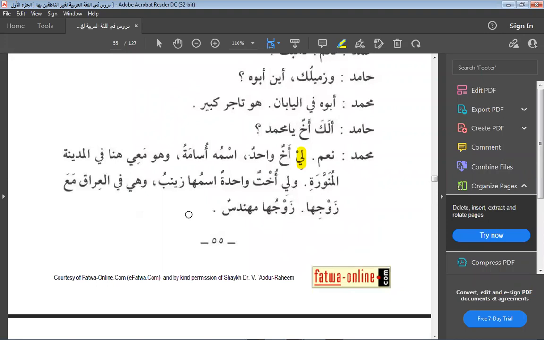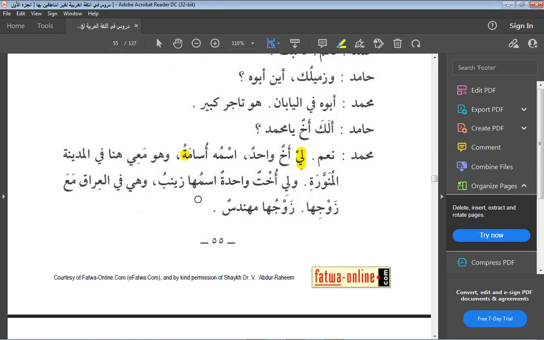Ismuhu usamatu. Look at usamatu. It is also having a feminine structure, but it's the name of a guy. Ismuhu usamatu. So you don't say ismuhu usamatun. You don't say that because it's the name of a masculine person. No, if the structure is feminine, it is treated as feminine. Ismuhu usamatu. Wa huwa ma'i huna, and he is with me here, fil madinati al munawwarati, in the illuminated city.